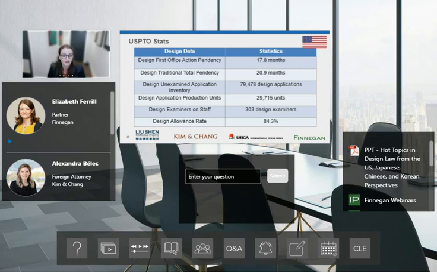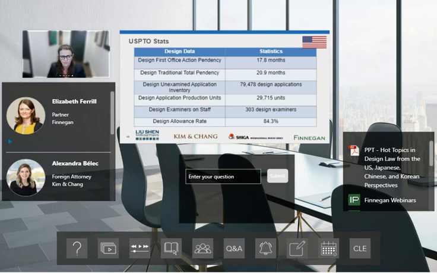That might be a notice of allowance, but it also might not be. And the total pendency across the board is 20.9 months, because many patents do get a first action notice of allowance, but not all of them. One of the reasons that the pendency has ticked up is, and by pendency, you can see we have almost 80,000 design patent applications in the US that are waiting examination.